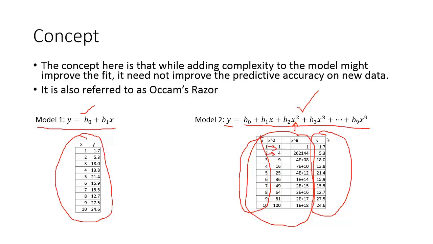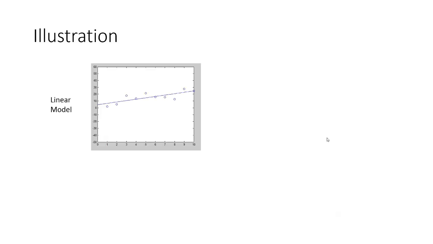So how does this work out? Here is an illustration. Here is my linear model. Here are the data points that you saw before, plotted, and the line that you see is the fitted line that goes through this data. Seems fairly standard. So this is what you get. How does the polynomial, the one that I created before, which is actually a 9th order polynomial, work?